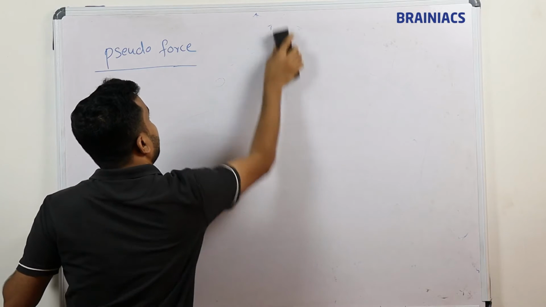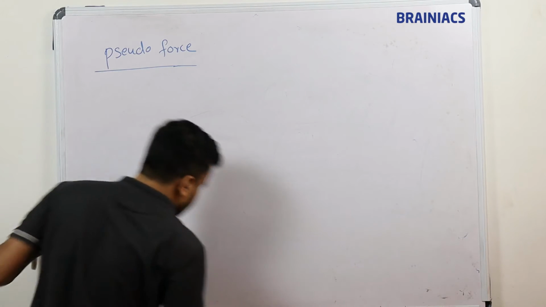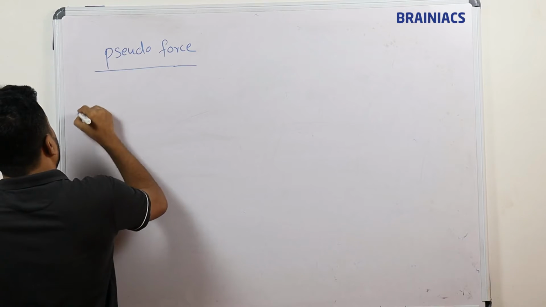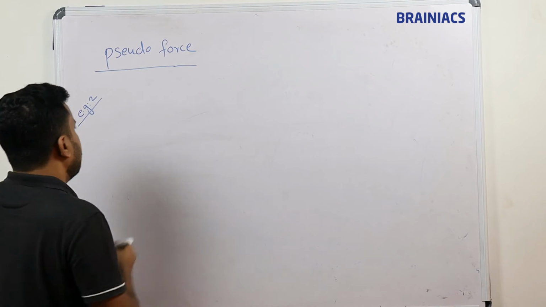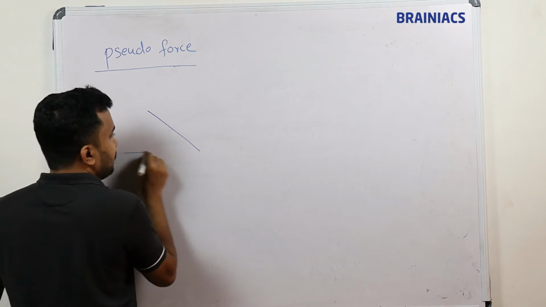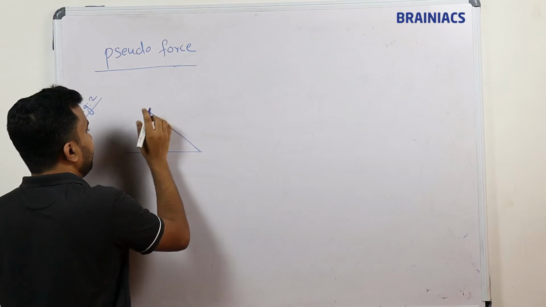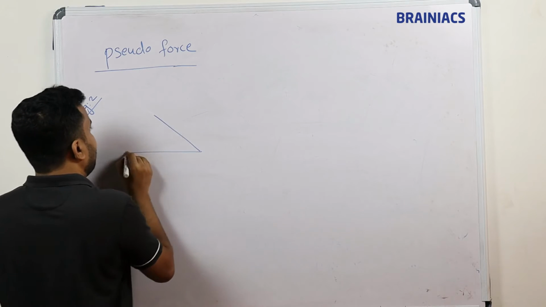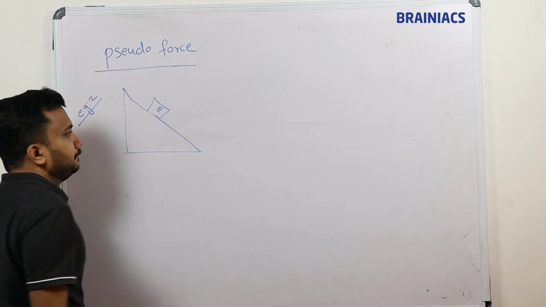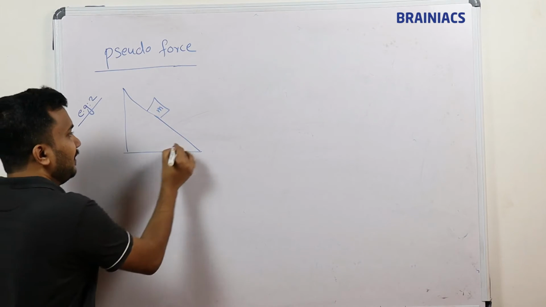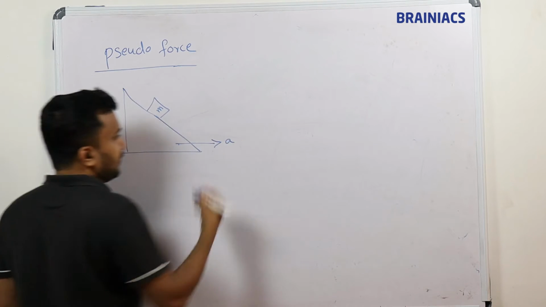Next example we'll take. What is the second example talking about? Suppose I have a wedge. This structure is called a wedge. Here I have placed one mass called M. I am assuming the wedge is moving with an acceleration A.